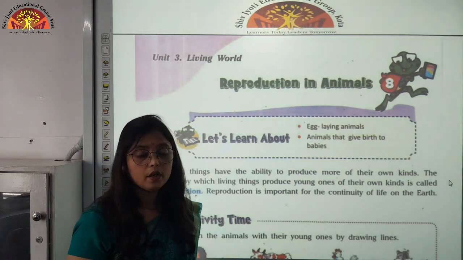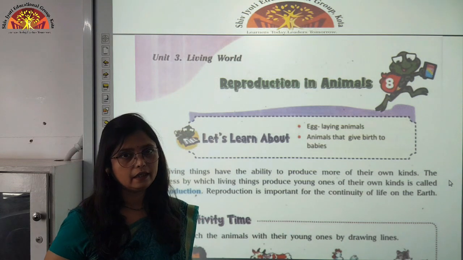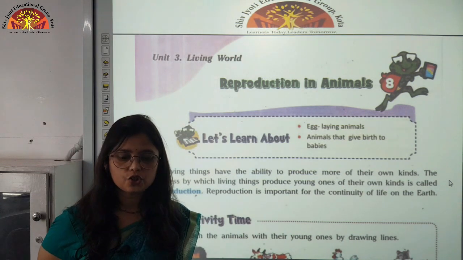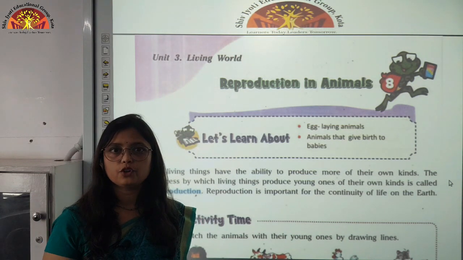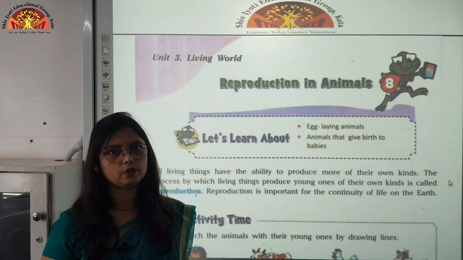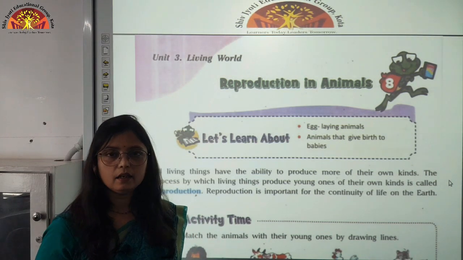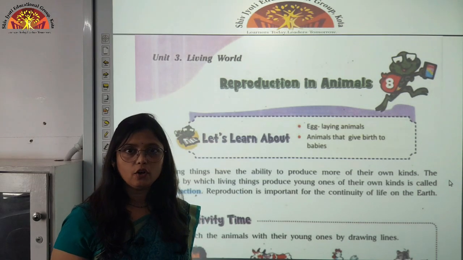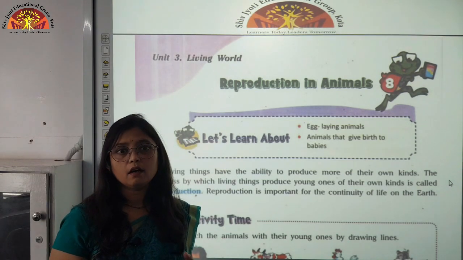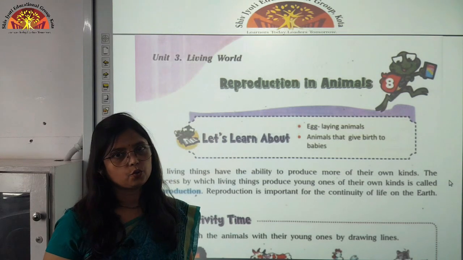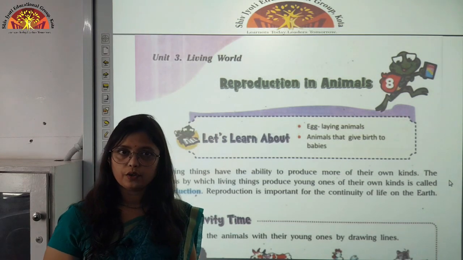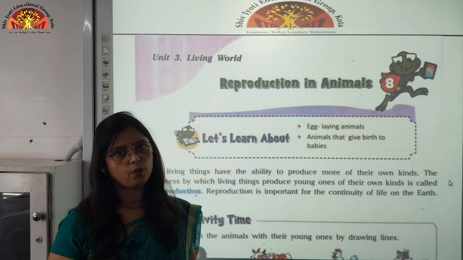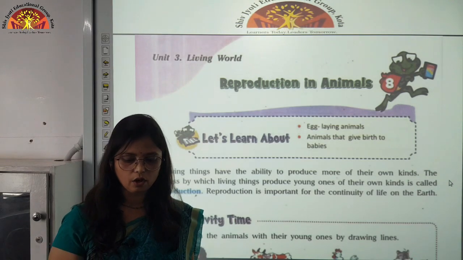Now how is reproduction important to maintain the continuity of life? So children, if an organism would not have been capable of producing new organisms, then new organisms would not have been formed. And with the death of those organisms, the life will also come to an end gradually over a period of time. So it is important to maintain the continuity of life.